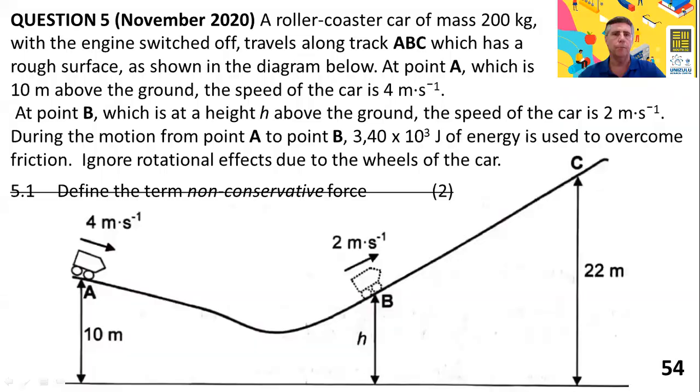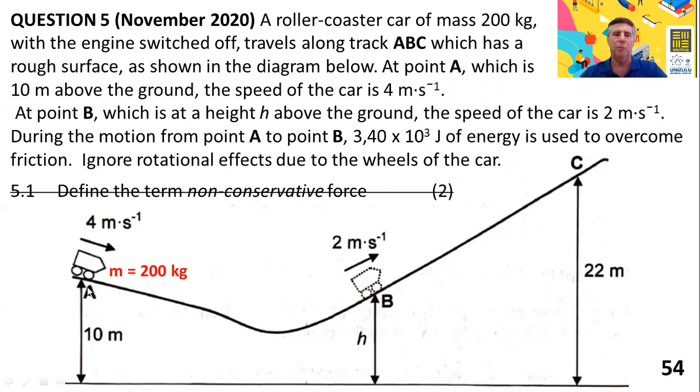And to finish this video, a question from our most recent exam paper, November 2020, question 5. Once again, we have an object. It's a roller coaster car on a slope. Mass is 200 kilograms, and we can add that to our diagram here. Notice that the engine is switched off, so it's just in free fall, traveling along track ABC, which has a rough surface. Again, notice there's friction, non-conservative forces.